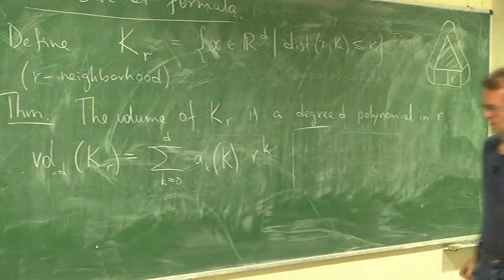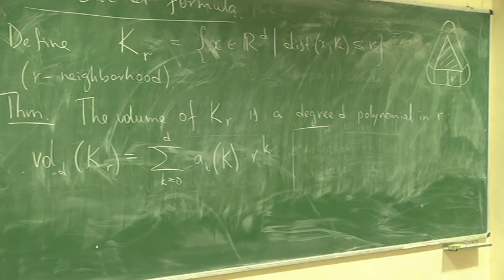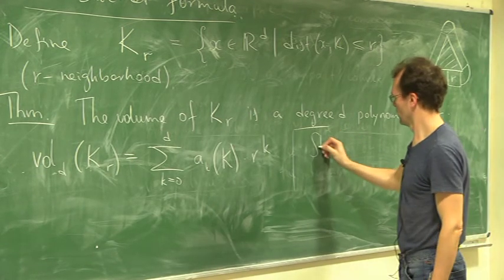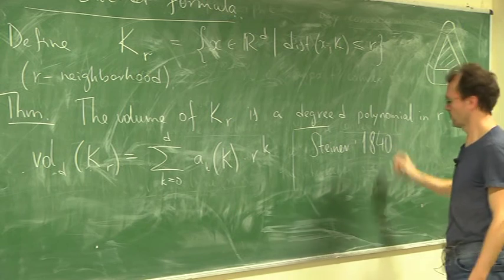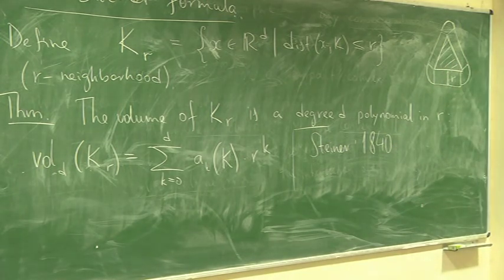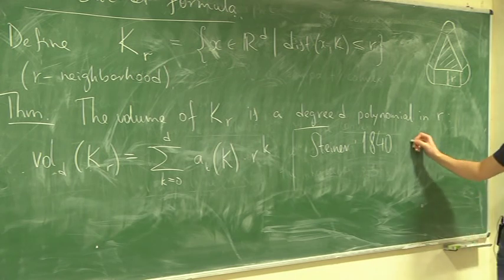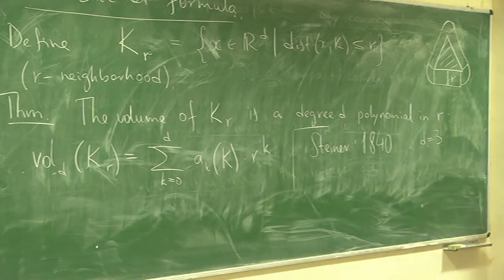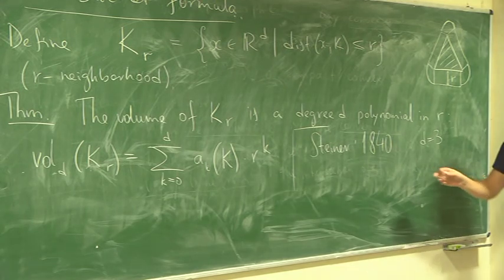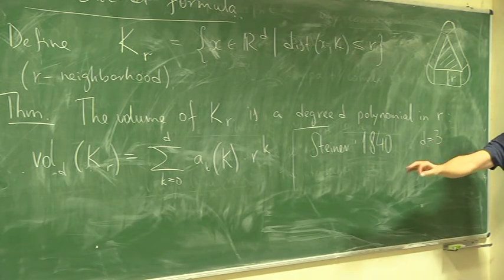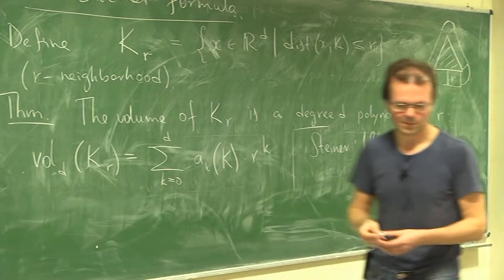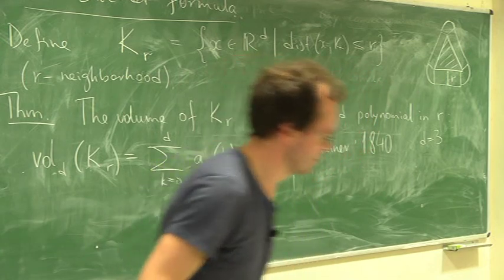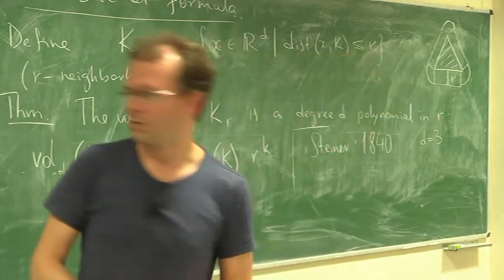So this formula was proved by Steiner in 1840, and at that time people didn't think much about high-dimensional objects, so he looked at three-dimensional bodies, which is already interesting enough. And he looked only at our two special cases. One is when K is a polytope, and the other is when K is smooth. But I will now write this just on the other blackboard.